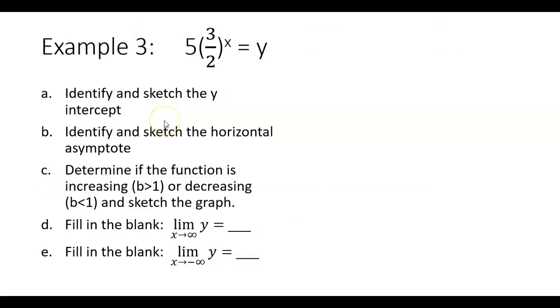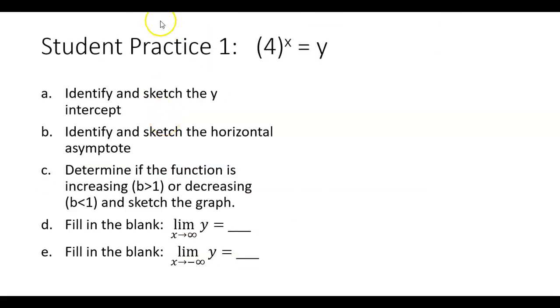All right, let's go ahead and move on to another one here. So this is student practice. Why don't you guys go ahead and pause the video here, do parts A through E, and when you unpause it, you'll see the total worked out solution.